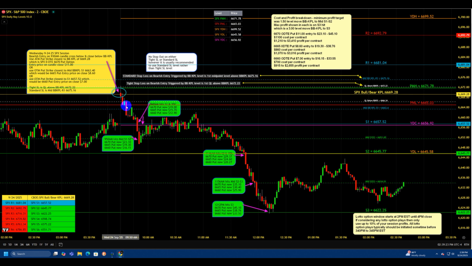Now keep in mind that as the session rolls on, the way this indicator is designed is that you can take entries and exits off of the other main levels as well. So for example, later on in the session, you could take a trade off of the S3 level down here, a bullish trade. And if you did that, then your tight stop loss on this trade would be the first QL below S3, and your standard stop loss would be the first midpoint below S3, which would be your mid S3, S4 level.